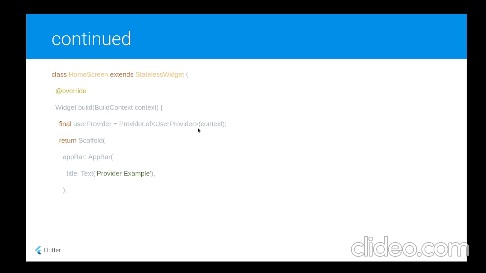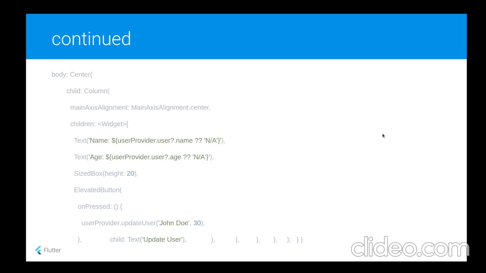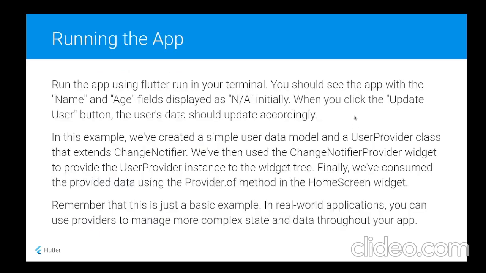So this context is basically the location of the particular widget in the widget tree. That is not that important. We have used the ChangeNotifierProvider widget to provide the UserProvider instance to the widget tree. Finally, we have consumed the provided data using the Provider.of method in the home screen widget. So yeah, this is important.